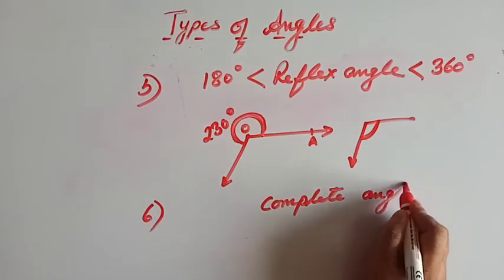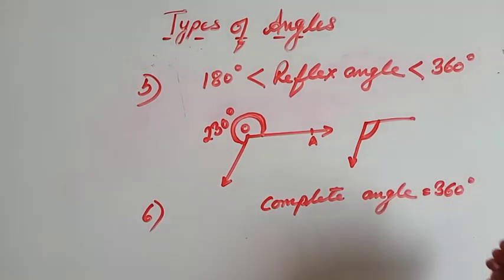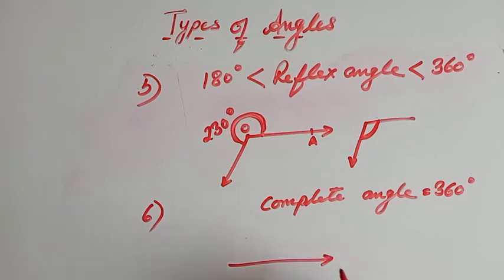Now the sixth one, the last one, is complete angle. Complete angle is equal to 360 degree. That means an angle which is equal to 360 degree is known as a complete angle. Clear? Now how will you make a complete angle? This is OA, this one is B, but you have to show this side.